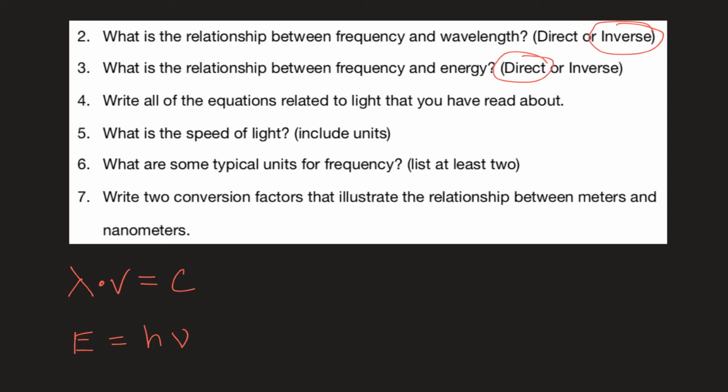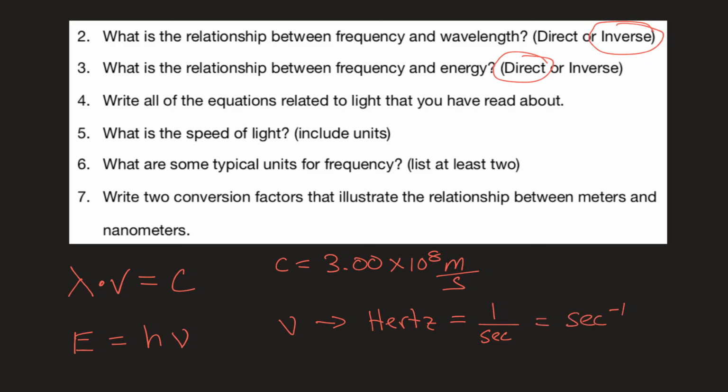Now, the speed of light is c. So c is equal to 3.00 times 10 to the 8th meters per second, and it's important to take note of those units. Frequency, that's that funny looking V, has units of hertz, which is the same thing as 1 over seconds, which is the same thing as seconds to the -1. Just to be consistent, I'm going to go back up here to the speed of light and put in seconds, because that's what I did in frequency.